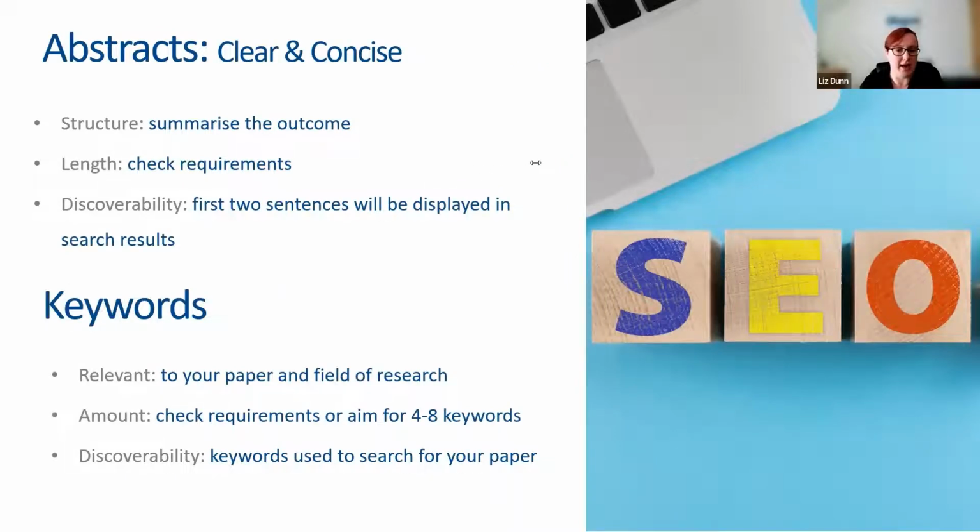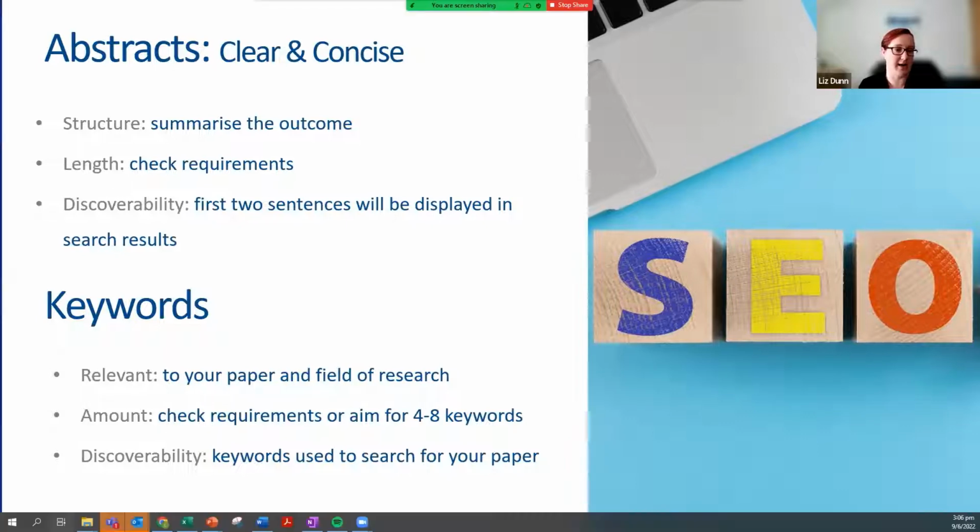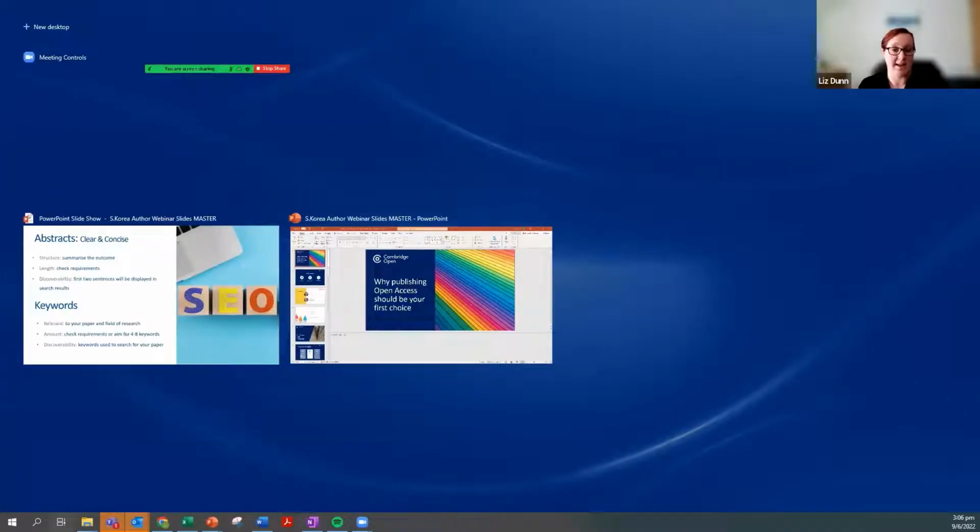So all papers typically have an abstract, and these are visible to everyone, whether or not readers have subscriptions. So they should be clear and informative and really cover the main points of your paper. Again, it's worth checking your journal guidelines, because some journals will put limits on the number of words within abstracts. Think again about making it compatible for search engines.